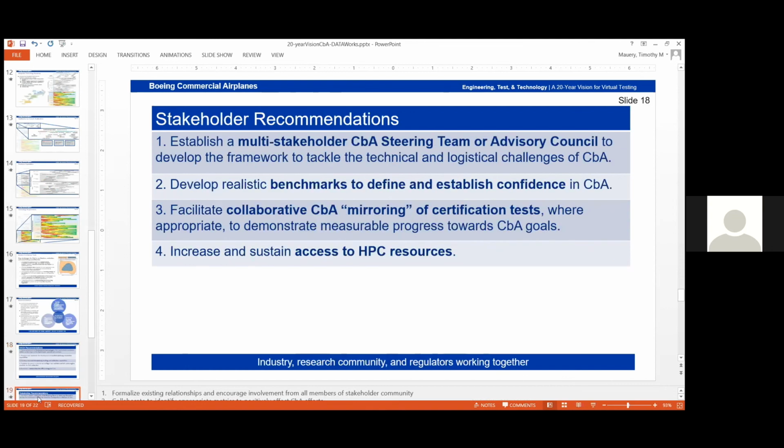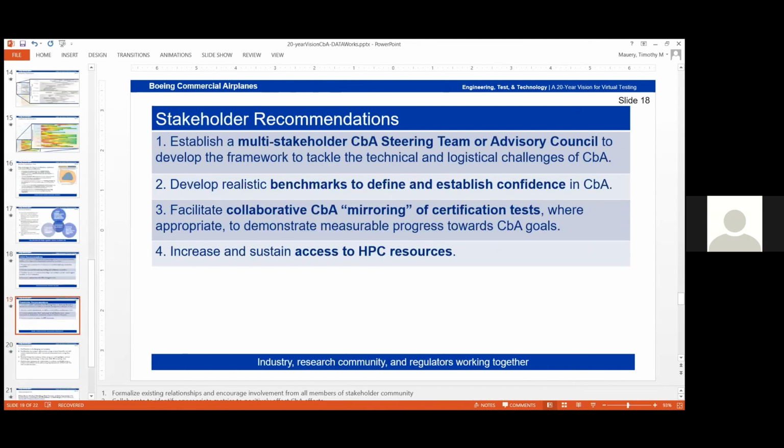Coming down the home stretch here. As I said previously, no one party can do it on their own. So we have some recommendations for stakeholders, and that's that we probably need to formalize those relationships that we've had with research organizations, industry and regulators, and have continued and maybe more in-depth involvement of all members of the stakeholder community.